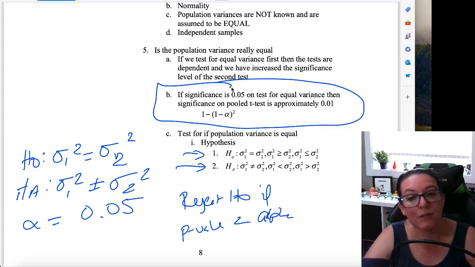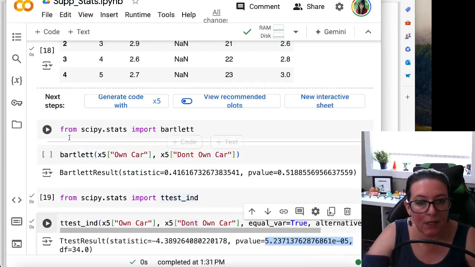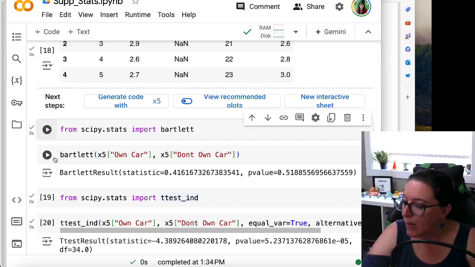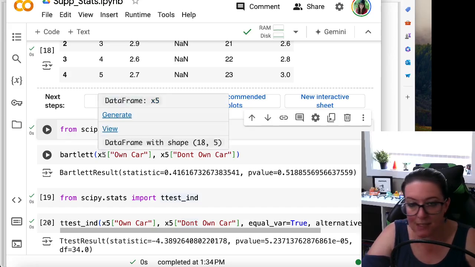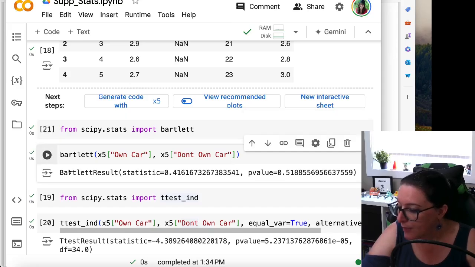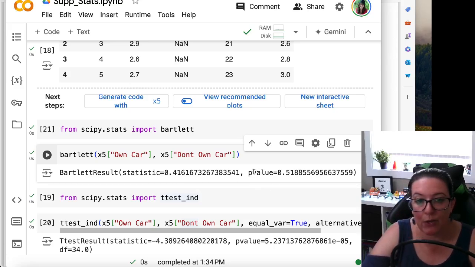Okay. All right. So let's take a look. In Google, in Python, we can import the Bartlett test from scipy.stats. So let's call in from scipy.stats, import bartlett. And then we'll use the Bartlett test and we'll apply it to our sample from dataset X5, the column called own car, and from X5, the variable called don't own a car. And we can run this test. We get a sample statistic of 0.41. We would compare this to an F critical value. But we can just look here at this p-value of 0.5. Well, our p-value is 0.5.